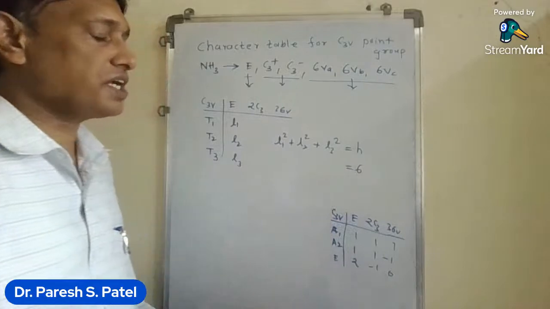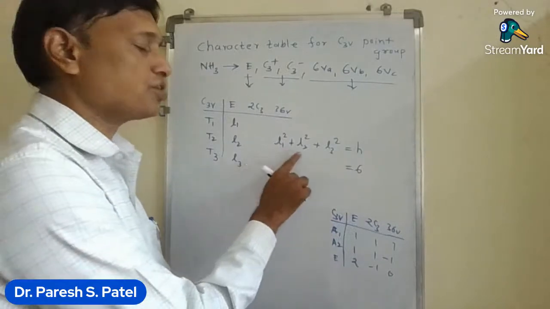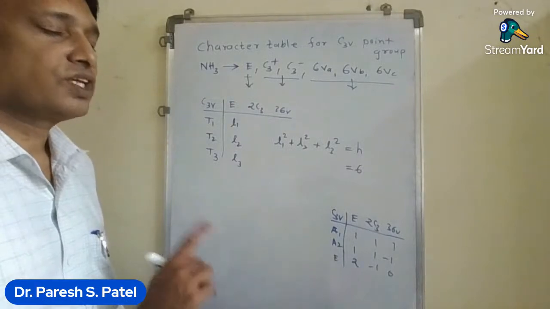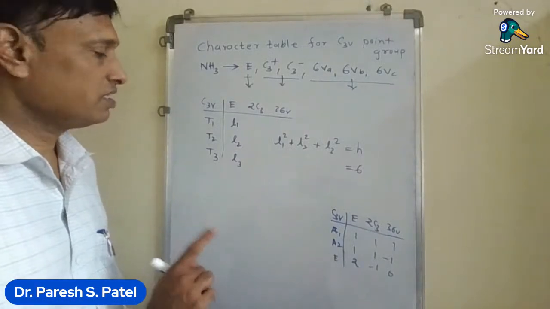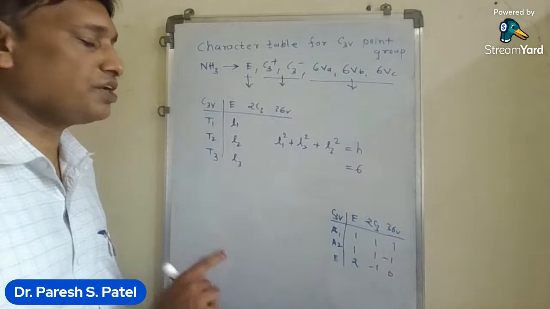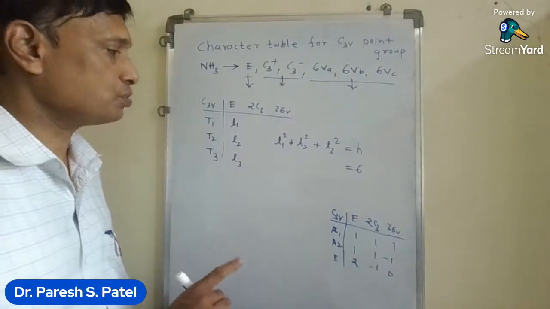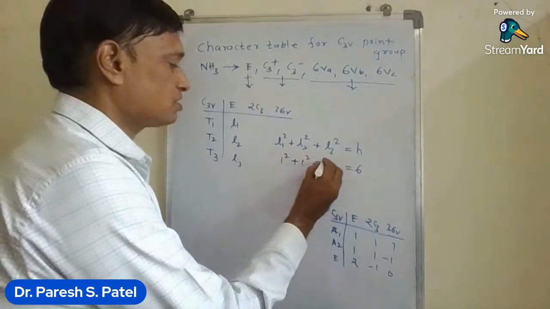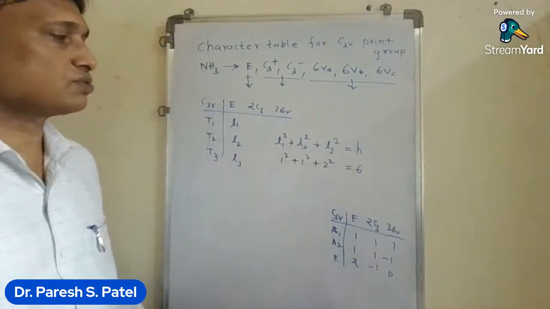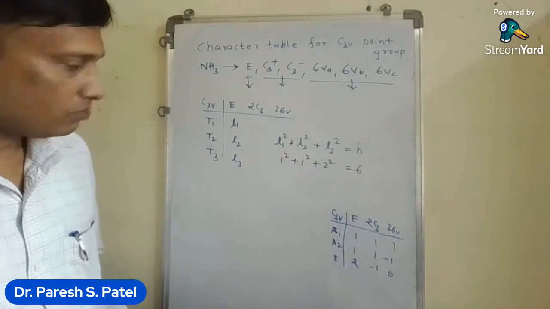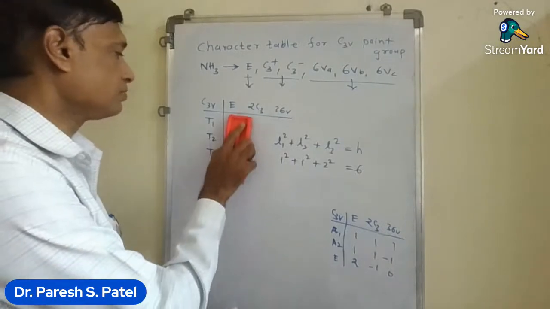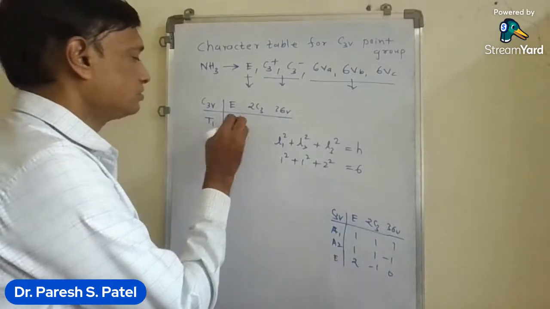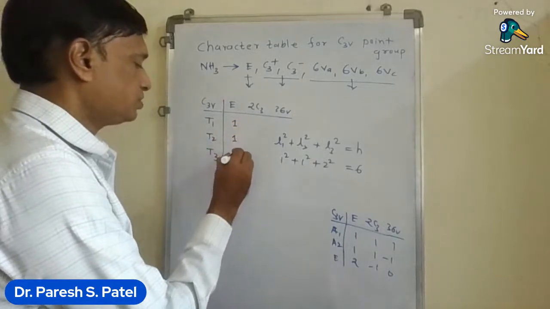Now, this equation can be satisfied if the dimension of any two representations is equal to 1 and the dimension of the third irreducible representation is equal to 2. Then and only then can this equation be satisfied. 1 square plus 1 square plus 2 square is equal to 6. So, the dimensions are 1, 1 and 2.